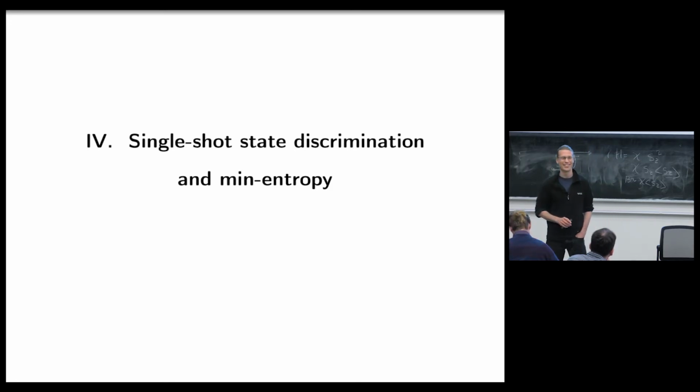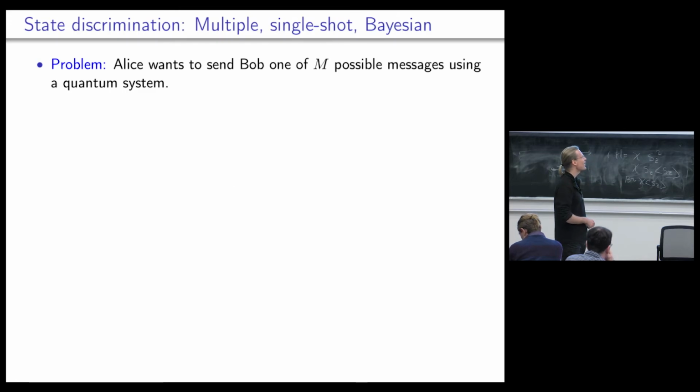So wake up if you gave up already on divergences, and pay attention at least for the first slide. Okay. So the problem that we are considering is state discrimination, and more precisely, multiple single-shot and Bayesian state discrimination. I will explain what this means. And the problem is a very practical one.